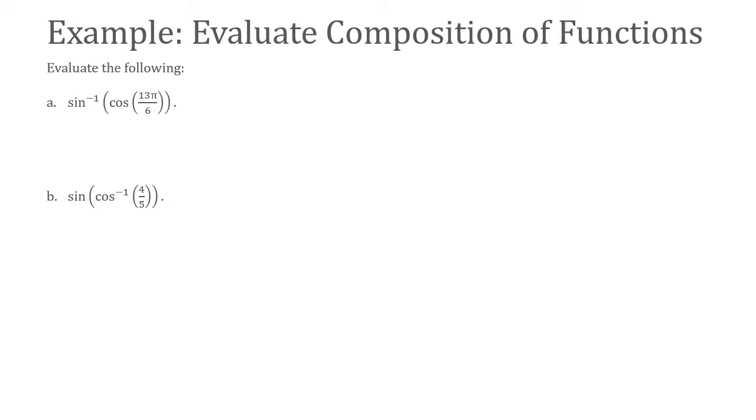Now let's take a look at evaluating a composition of functions where we are not dealing with a function and its inverse. We have two parts here. The first part starts with inverse sine and asks us to compose that with the cosine. The second part starts with sine and asks us to compose that with inverse cosine. So these are just the opposite of each other. All right, part A. Inverse sine of the cosine of 13 pi over 6.